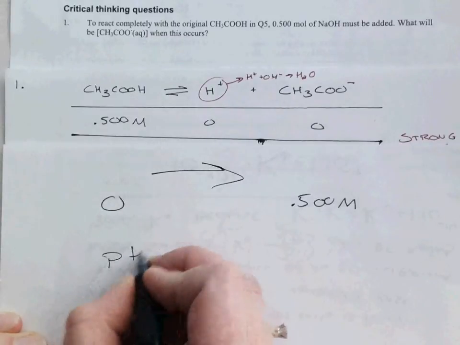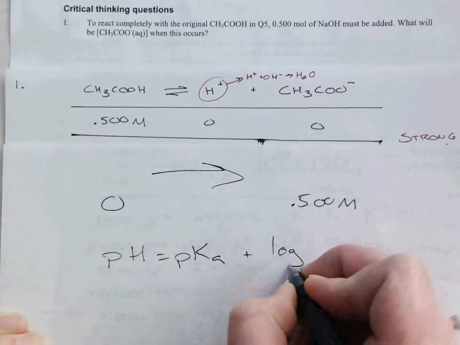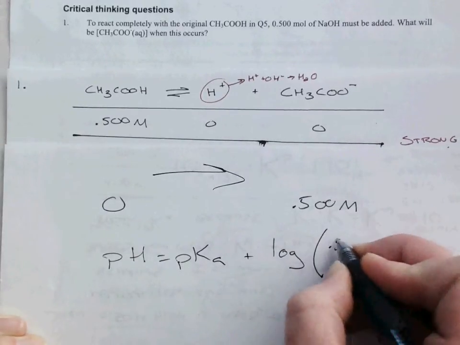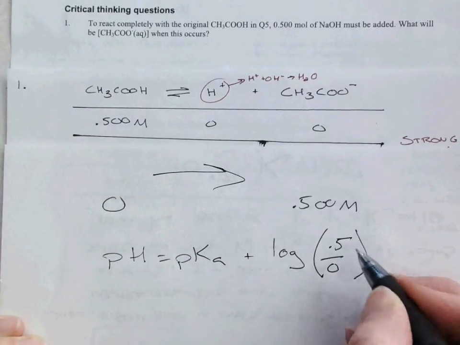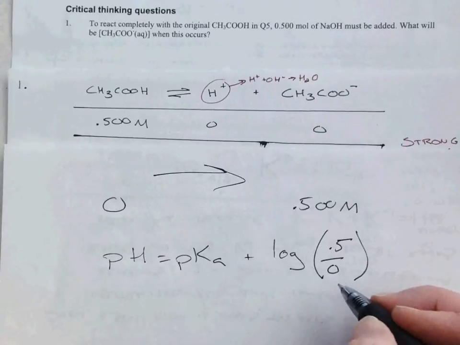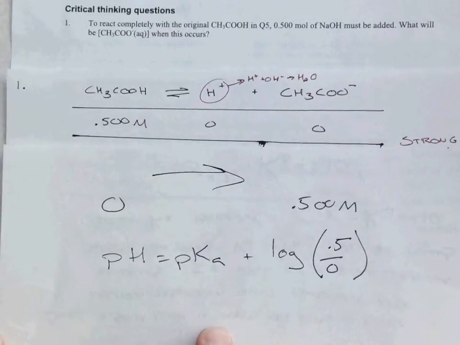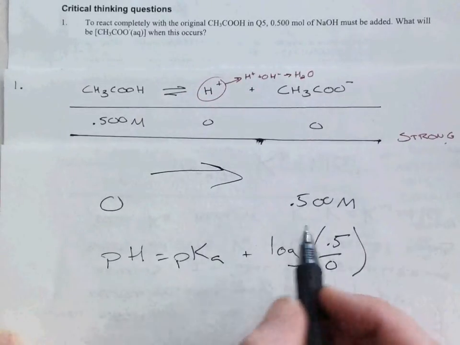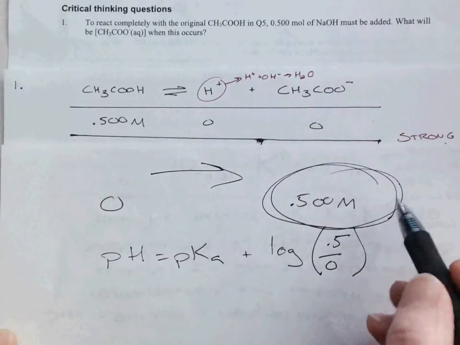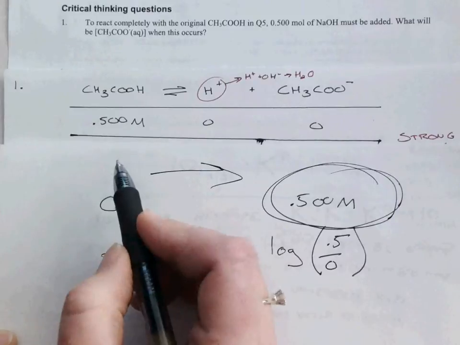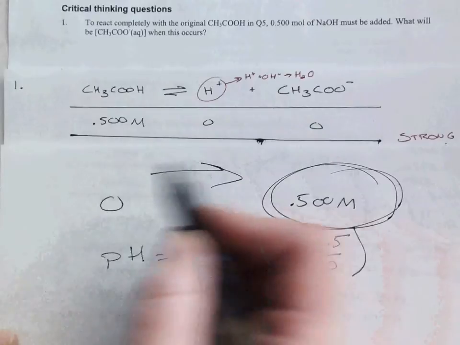Well, I can't put that into the Henderson-Hasselbalch equation. I can't put 0.5 over 0 into that, because we all know that dividing by 0 is infinity, and you can't take the log of infinity. Okay, great. So, what happens now? Well, you only have the acetate ion left. But we know that it's a weak base, because acetic acid is a weak acid, so the conjugate base will always be a weak base, because it's in equilibrium, so both are happening.